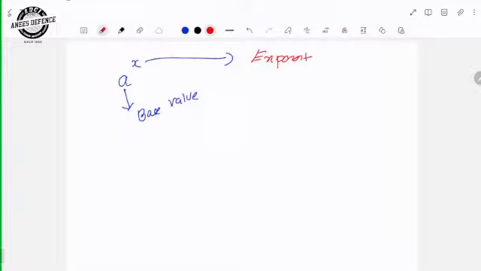Then, when we go to indices, if you are writing a raised to x, this is known as the base value, and x is known as the exponent. So the base value is a and the power is represented as the exponent.